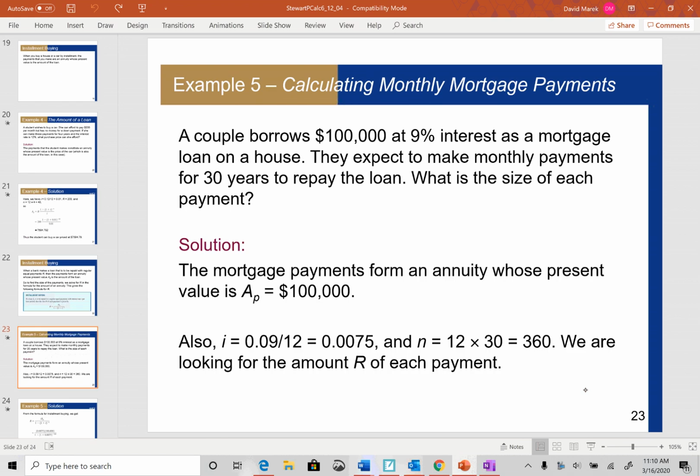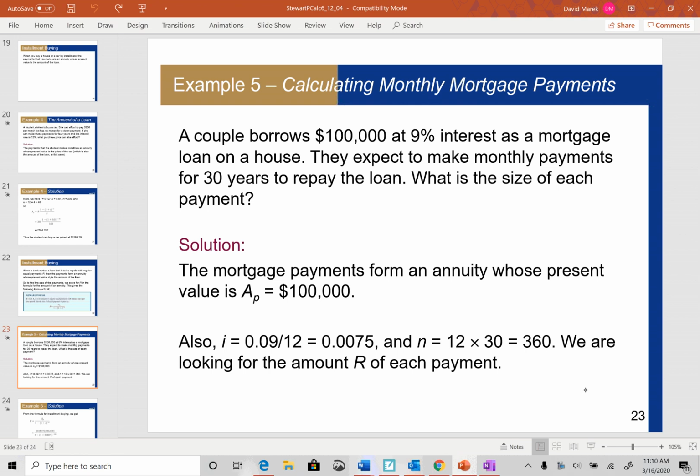Suppose we're going to borrow $100,000 for a house, with 9% interest on the mortgage loan. Again, monthly payments, and a 30-year mortgage is fairly typical. Well, at least it was with my generation. Goodness only knows what you guys are going to do.